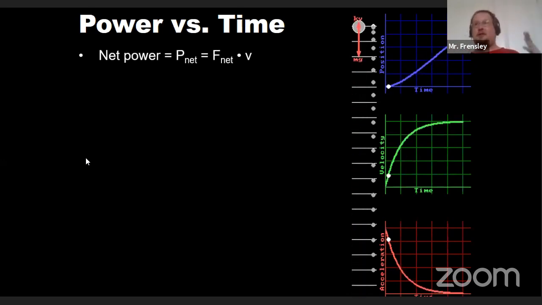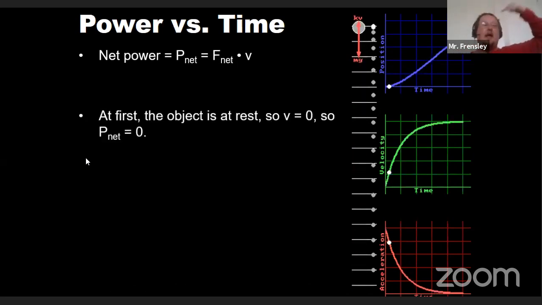We don't have to share our grades with each other, but I want you to see, if you really tried to put effort into composing something really good, how many points did you get, right? So I'm going to start with this. I'm going to say that the net power is P equals FV, and you don't have to put the little nets if you don't want to, just P equals F times V.